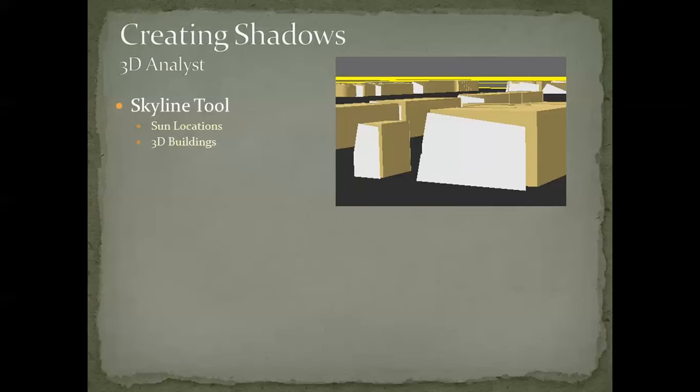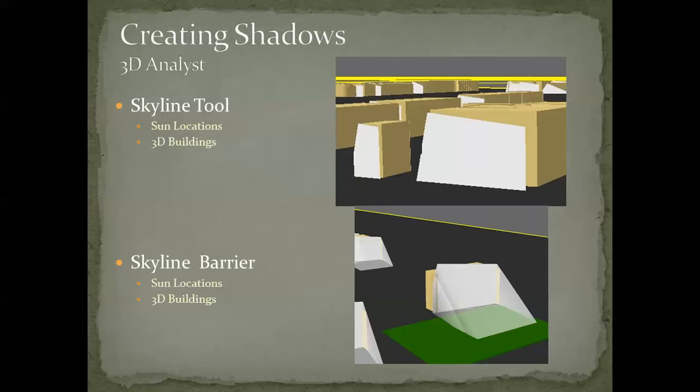Next thing we had to do was run our skyline barrier tool, and this is what actually gave us the shadow volumes. And again, we used our sun locations and our 3D buildings with our newly created shadow silhouettes, and that actually projected it down at the given angle, dependent upon where the sun was located in the sky at the time, down to our surface.